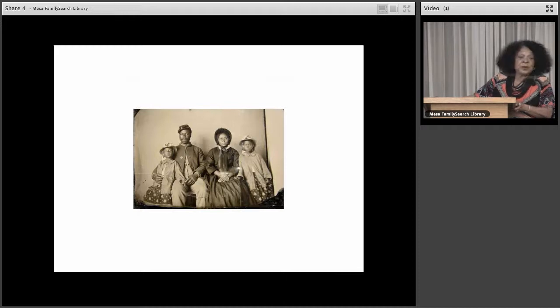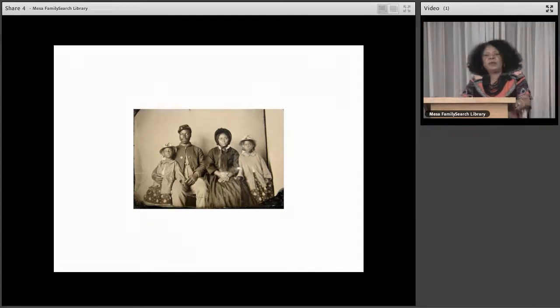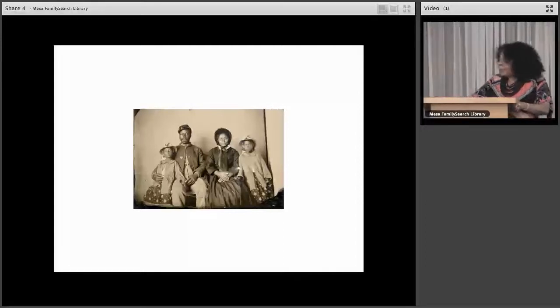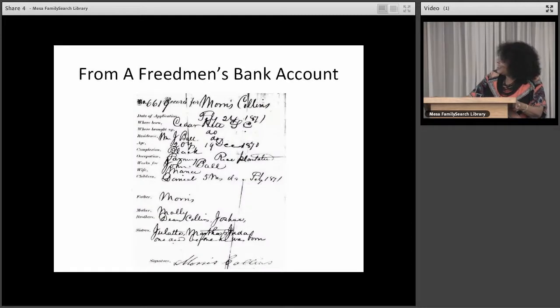This is a rare photograph. It's a picture of a United States colored troop soldier and his family. And I love the little girls' dresses and hats. This is from a Freedman's bank account. These records have a great deal of information. Here you see his name is Morris Collins. The date of his application, 1871.